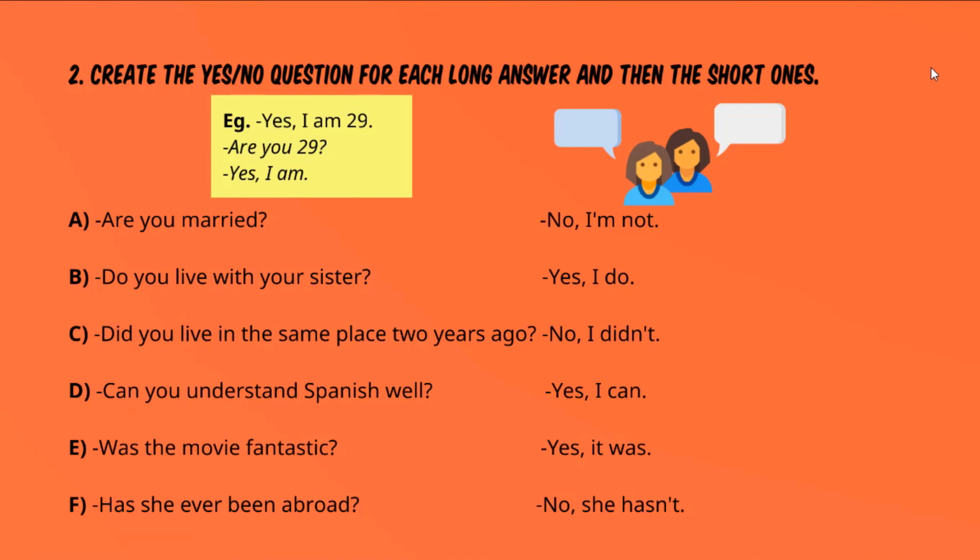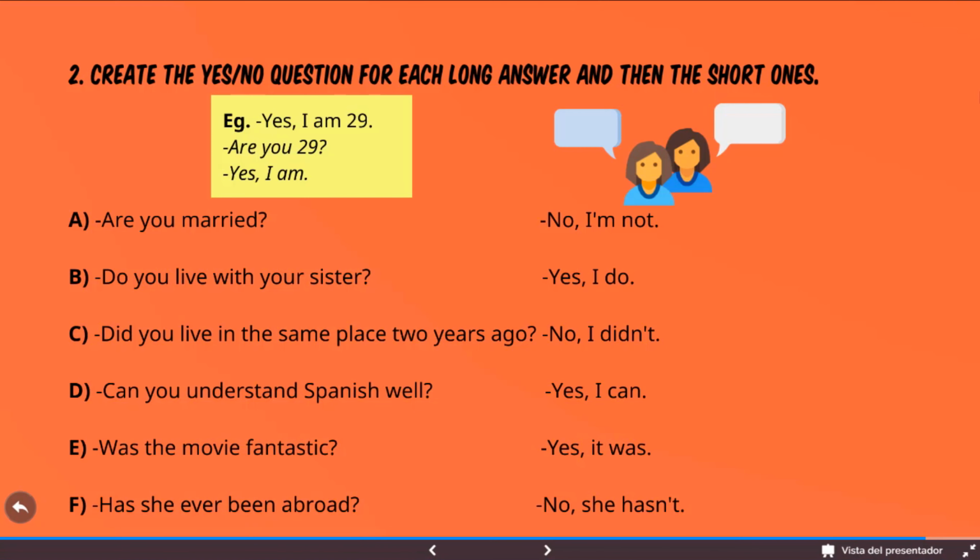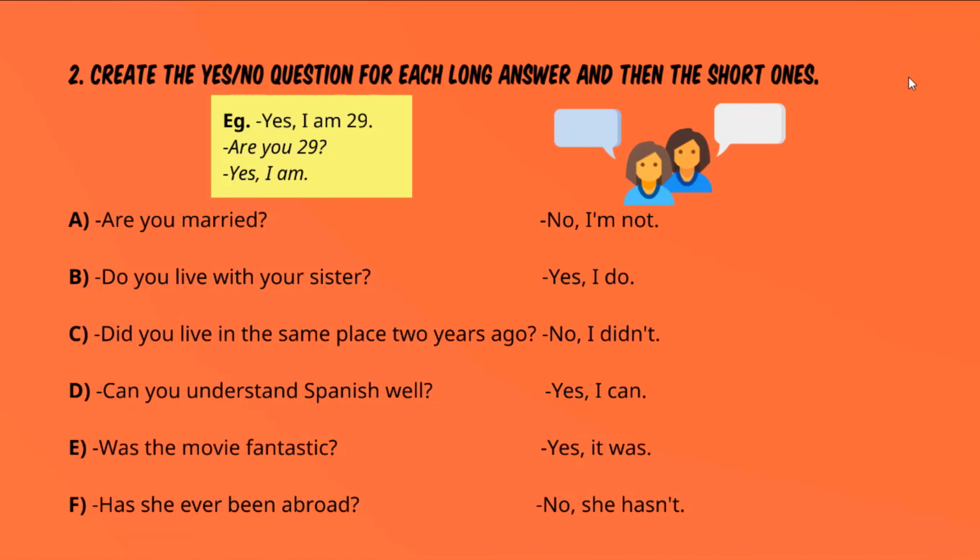Here you have the answers. If you observe it carefully, we are following the same structures. All of them start with an auxiliary, a person, in some cases a verb. In the case of to be, we are not using another verb because it is simple present here. So these are the answers.